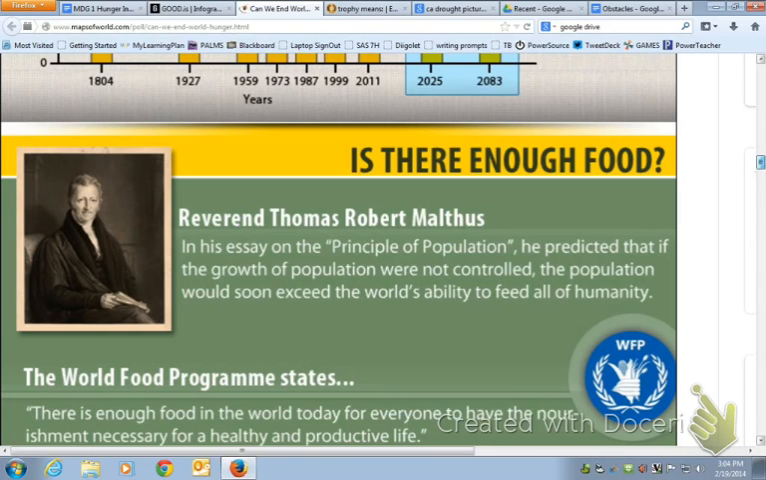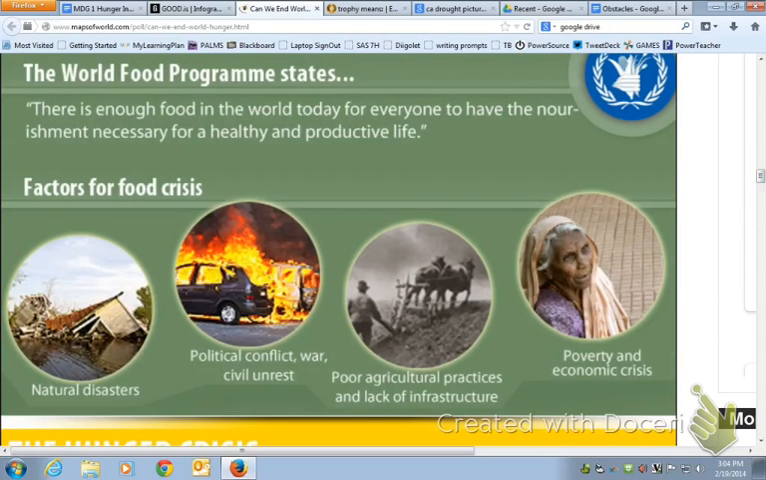All right, moving on. Four factors to the food crisis that this particular infographic highlights. Natural disasters, and those can include some of the things that we've talked about, like drought, monsoons, rising temperatures, but also earthquakes and hurricanes and different things. That destroys the land, and if the land is destroyed, you can't use it for agriculture. So that's a problem. Political conflict, war, civil unrest.